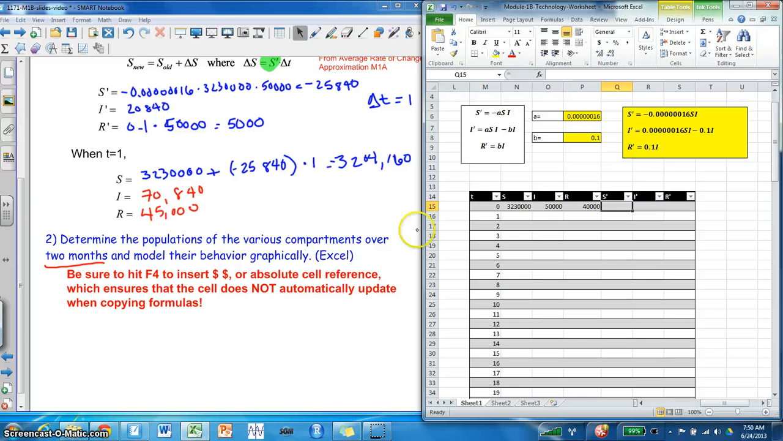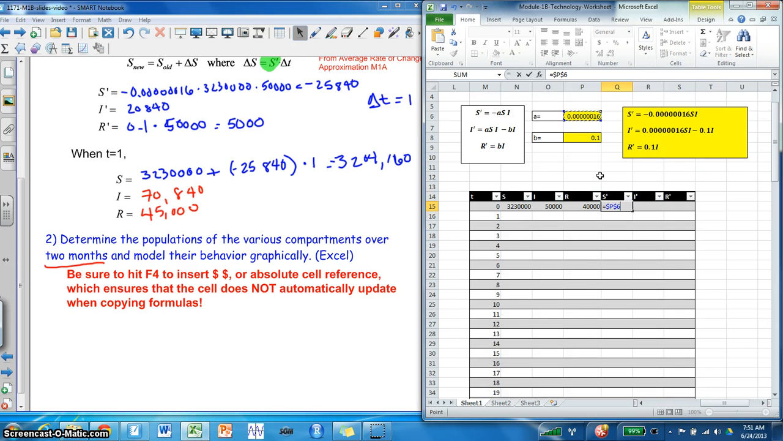So what I'm going to do here is enter my S prime equation. I also want to keep in mind this little idea over here: when I drag a formula, it auto updates. So I need to insert F4 if I do not want it to auto update the formula. So S prime is going to equal A S I. I'm going to select my transmission coefficient, which I do not want to change each time, so I'm going to hit F4, which inserts dollar signs into my equation, and that means it's fixed. When I drag it, it will not change.